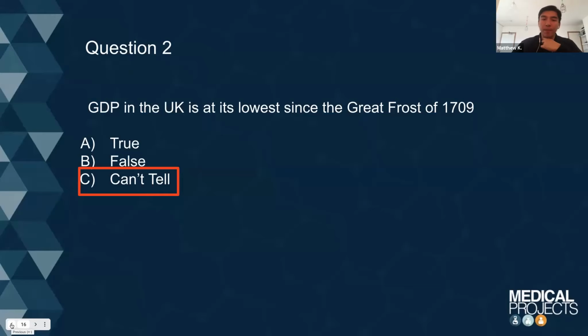Right. So it wasn't saying that it's at its lowest of all time. It was saying that it was lowest relative to the Great Frost of 1709. And that's an important distinction that I've just got confused about. So I appreciate why some of you said it was true. But in order to practice those type of questions, you need to practice your logical reasoning. And that's actually particularly important in that example. And that's why I got confused.